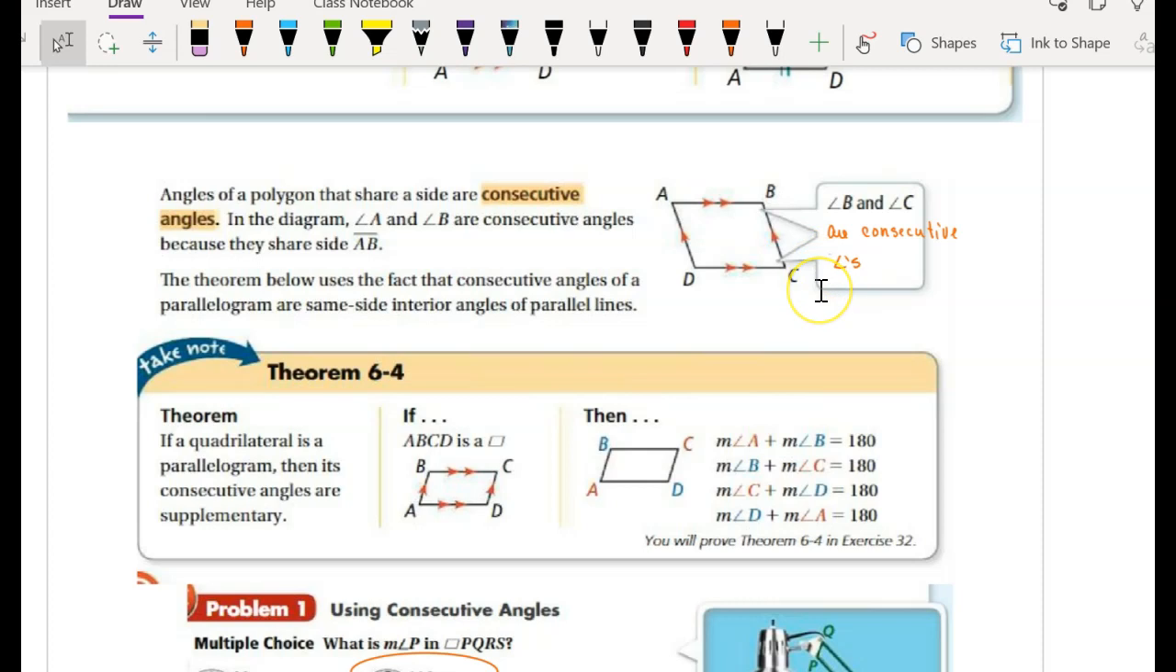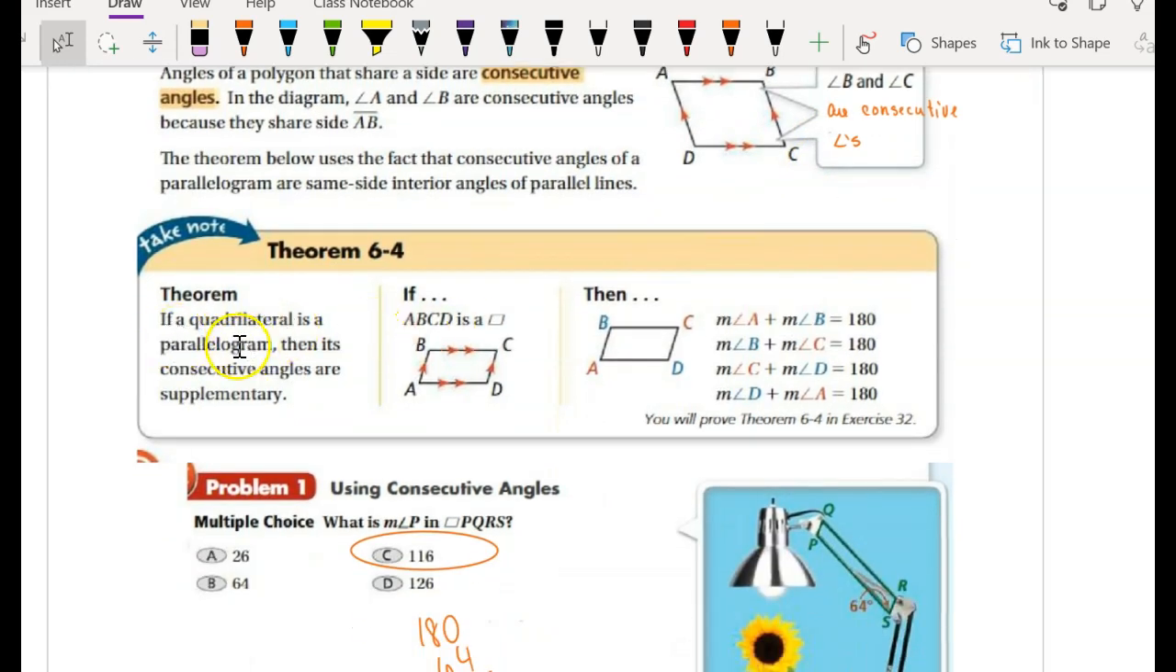So now let's take a look at theorem 6.4. If a quadrilateral is a parallelogram, then its consecutive angles are supplementary. Now what does supplementary mean again? That's right, 180 degrees.